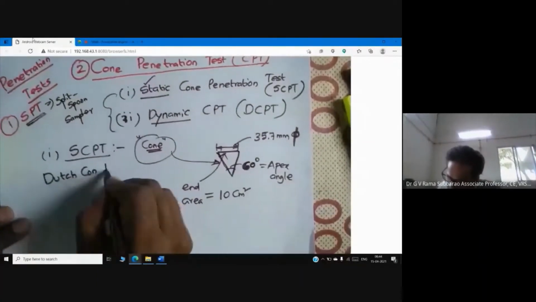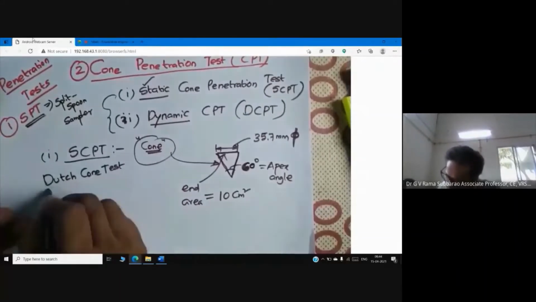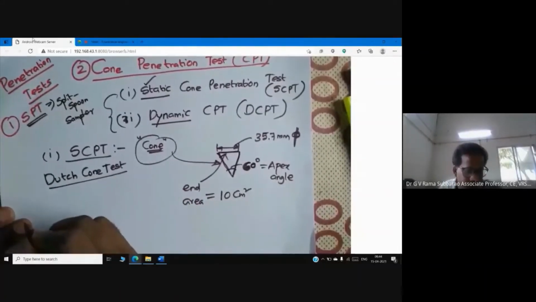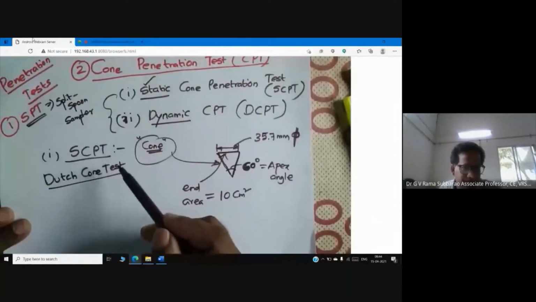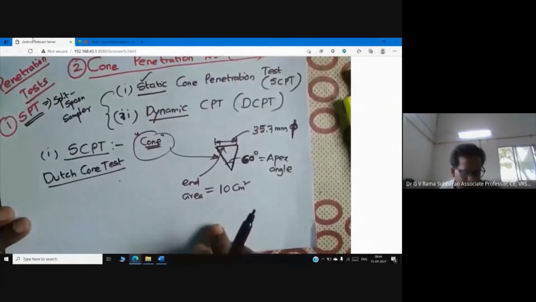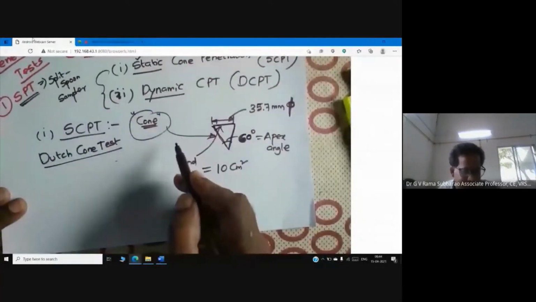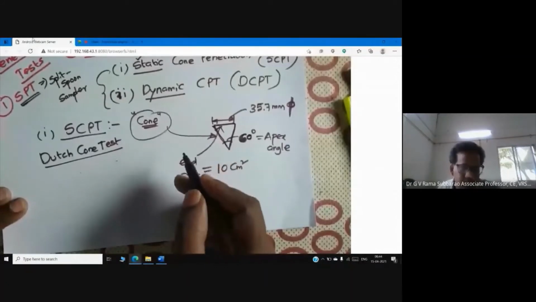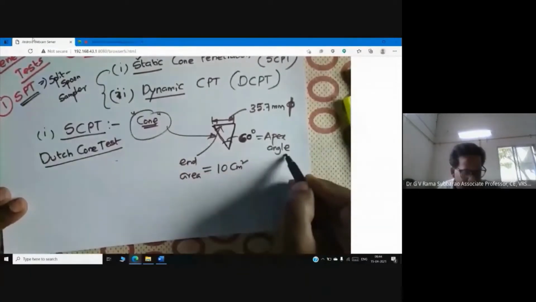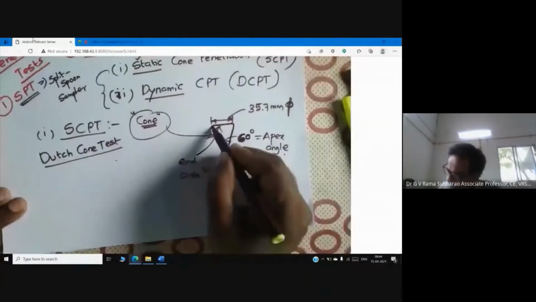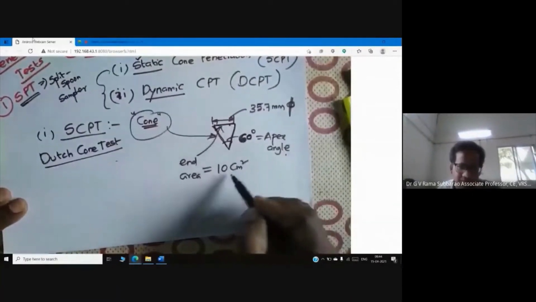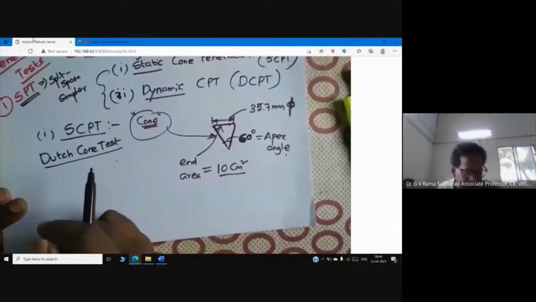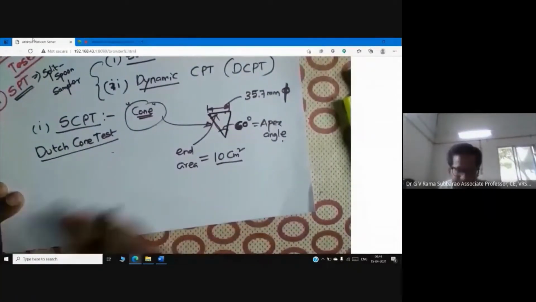Dutch cone test. Another name, which is very popular for this cone penetration test, is Dutch cone test. Actually, as I mentioned, in Dutch cone test, we use a Dutch cone which has an apex angle of 60 degrees and overall diameter 35.7 mm, which in turn gives an end area of 10 centimeter square.